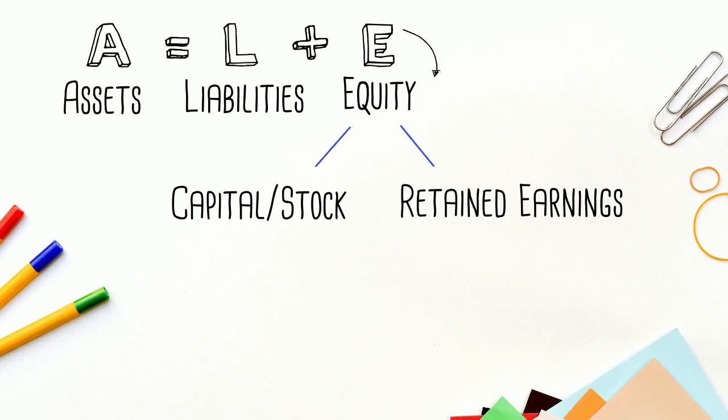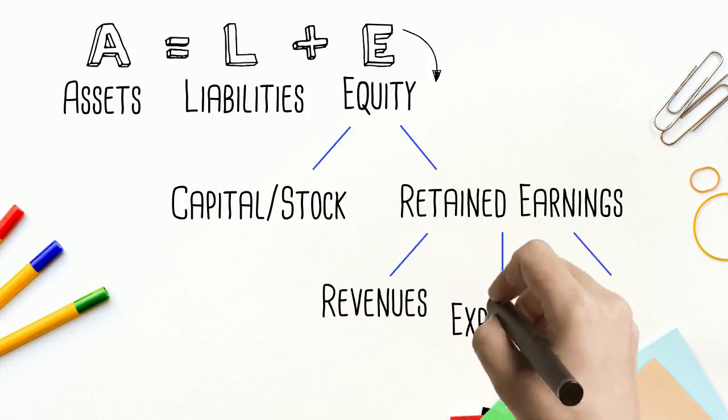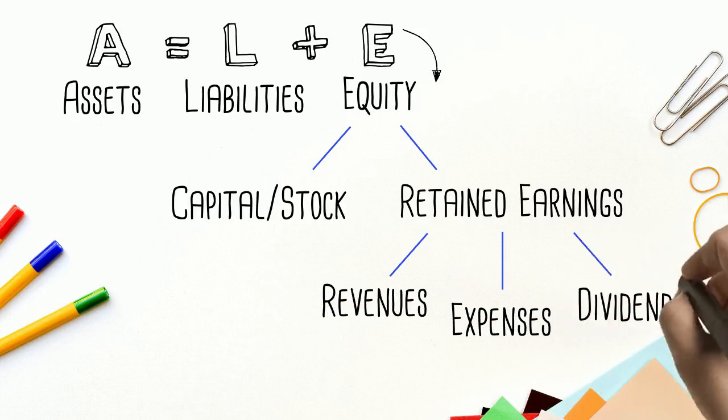Retained earnings is a category and an individual account. This is where the next subcategory in equity is found. Retained earnings is made up of three types of accounts: revenues, expenses, and dividends. Revenues record amounts that the company has earned in the course of business by selling products or providing services. Expenses record costs necessary to run the business operations.